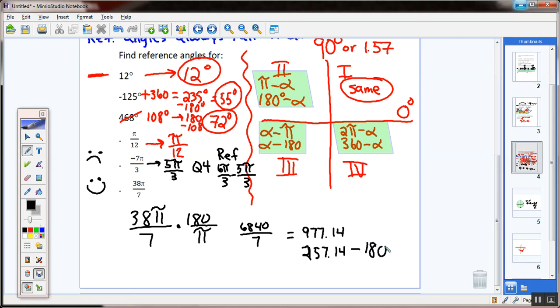Minus 180. Would the answer still be in radians? We could leave it in degrees if you want. Okay, we would call it 77.14 degrees. Okay. Now, there's a couple ways to do this here. That 77.14 degrees we could convert to radians if we needed to. We could take that 77.14 times pi and divide it by what, kids? 180 again, because that's a rule.